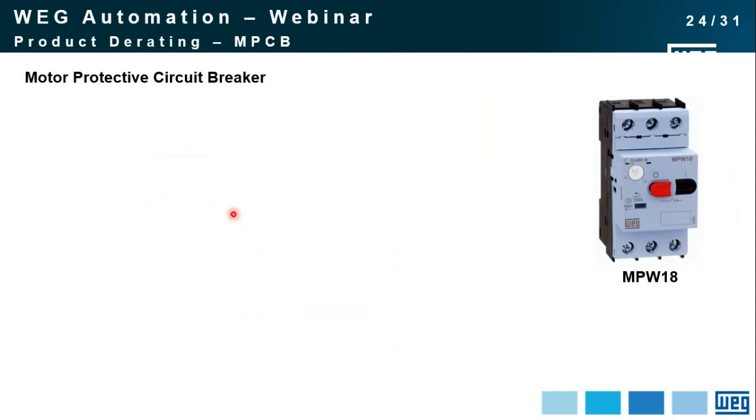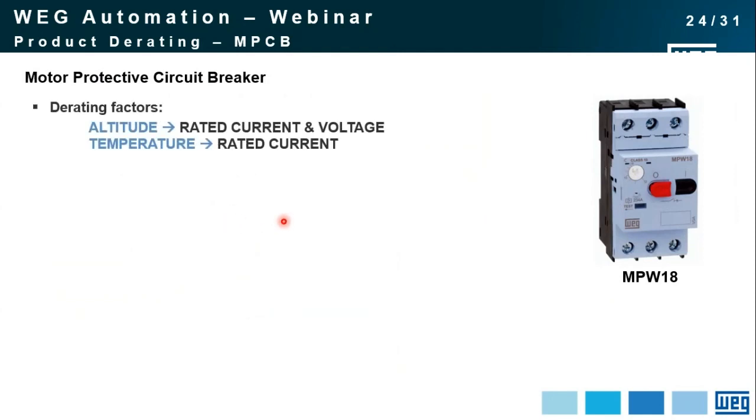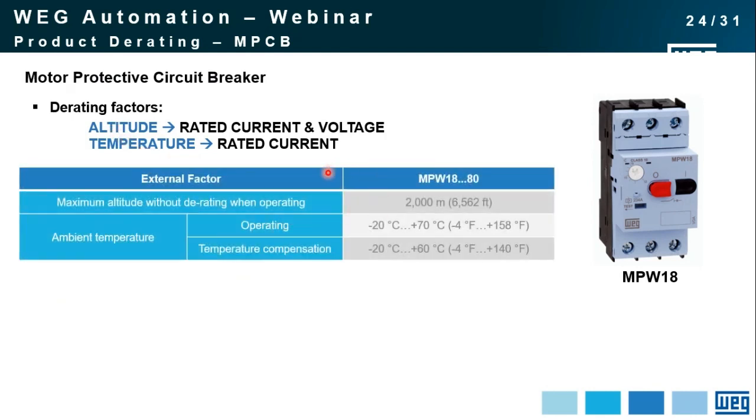Another product that's a circuit breaker as well is the motor protective circuit breaker. Once again, just like the MCCB, the same factors apply: altitude and temperature. So this is technical information of this product, the MPW18. In this case, it can go up to 80, and it's valid for all this range.